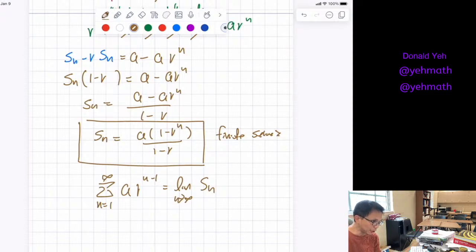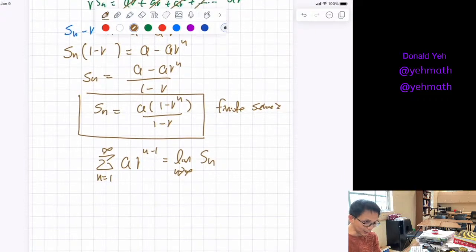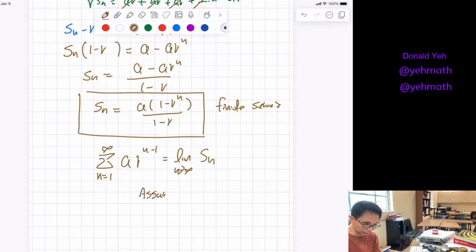And you've got to pay attention to r. Is r greater than 1 or less than 1? We are assuming that it converges. So we're assuming convergence, so r is, let's just say, less than 1. The absolute value of r is less than 1.